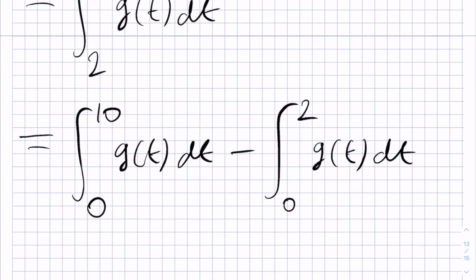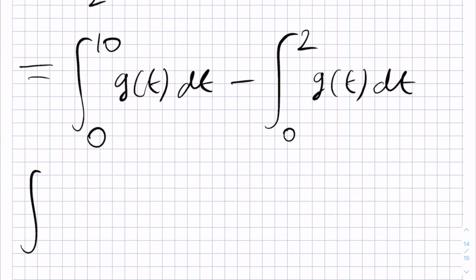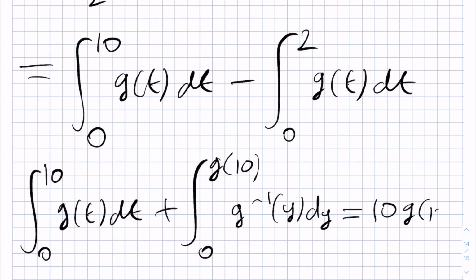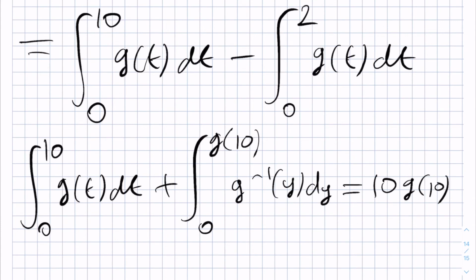Again, we use the same method for this. In particular, the integral from 0 up to 10 of g of t dt plus the integral from 0 up to g of 10 of g inverse of y dy is equal to 10 times g of 10, from the first part of the question. So, to calculate this, we need to find g of 10 and then do this integral.